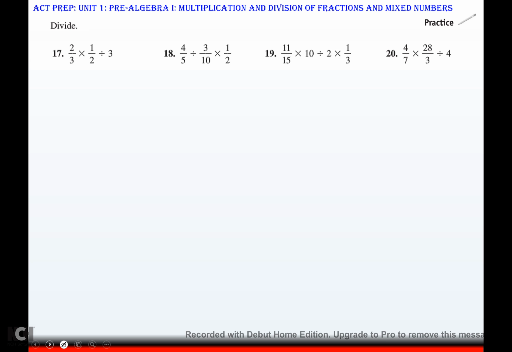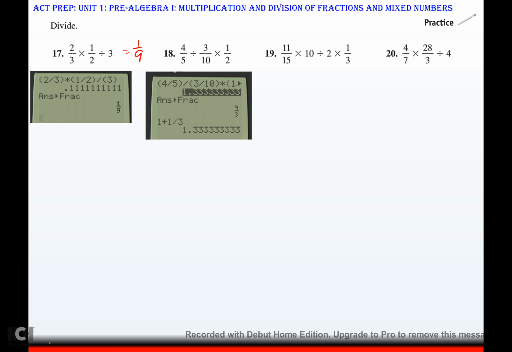Alright, on these, you got 2/3 times 1/2 divided by 3, which is 0.1 repeating. Math enter that, and you get 1 ninth. Okay, 18, 4/5 divided by 3/10 times 1/2. You have 1.3 repeating. Math enter that, and you get 4/3. That 3 goes into 4 one whole time. Take away 3 is 1, so it's 1 whole and 1/3.